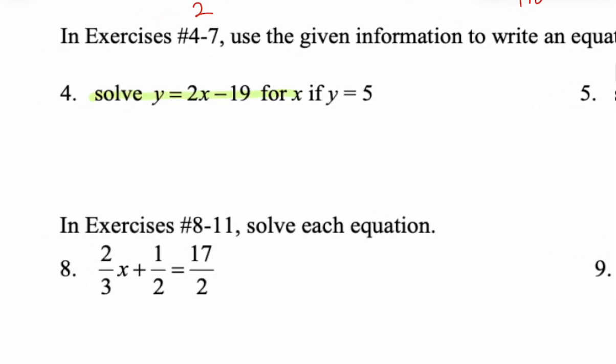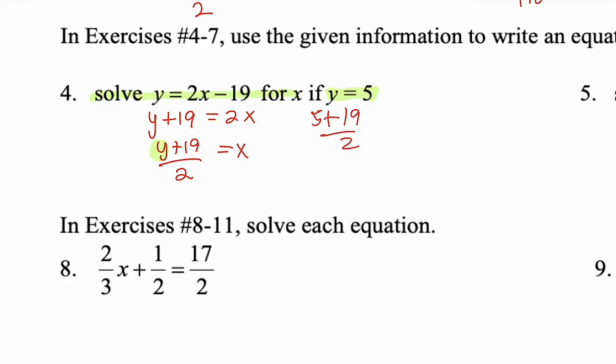So if I were to solve this equation for x, I first would add 19 to both sides, and then I would divide by 2, right? We have to get rid of that 2. Now, when you divide by 2, just put that over 2. And then they want us to solve it if y is 5. So now we're going to take out the y sitting there and replace it with a value of 5. So we get 5 plus 19 over 2 is equal to x. 5 plus 19 is 24. Divide that by 2, and our x value is 12.